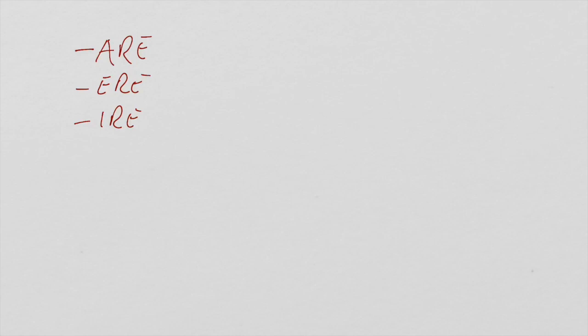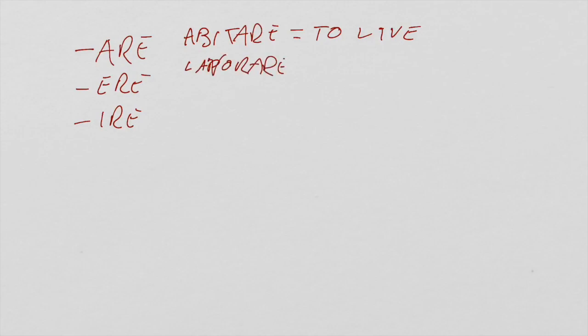For example, if I gave you abitare, I gave you the equivalent of to live. Not I live, you live. No, to live. Same thing with lavorare, to work. So in order to make the correct form for I, you, and then you will see for all the other subjects, you have to work with the infinitive form.